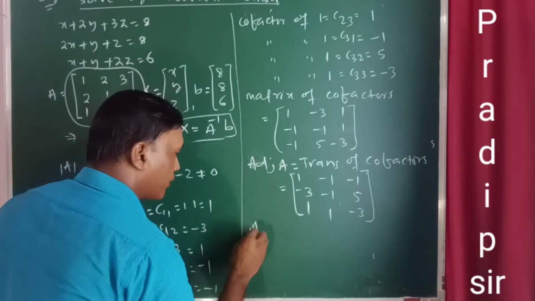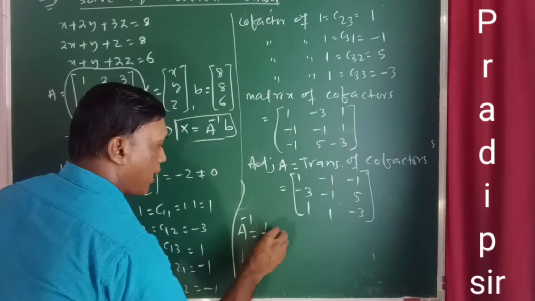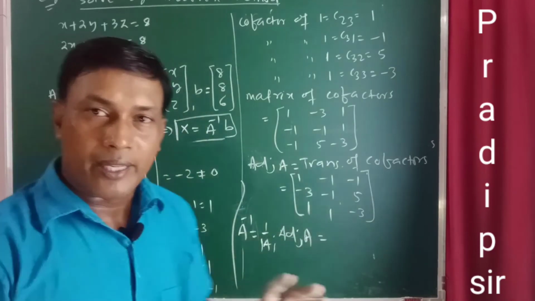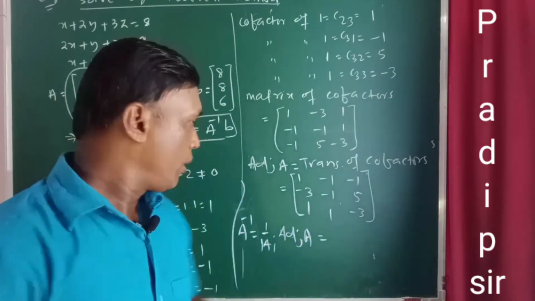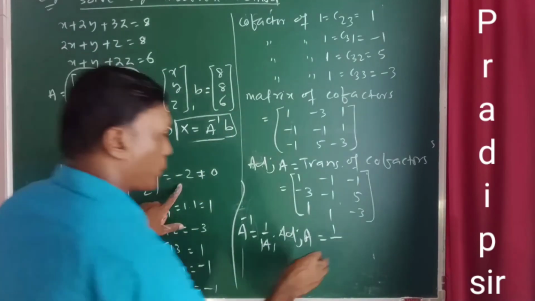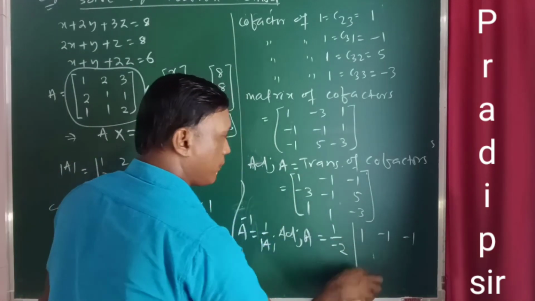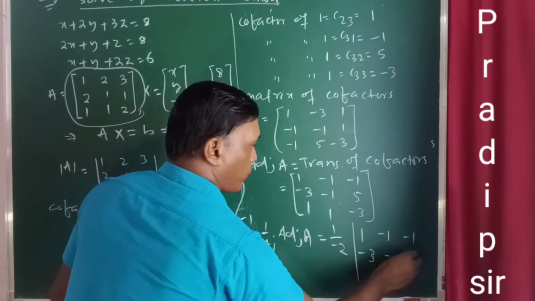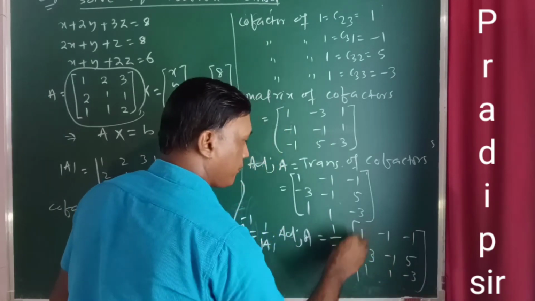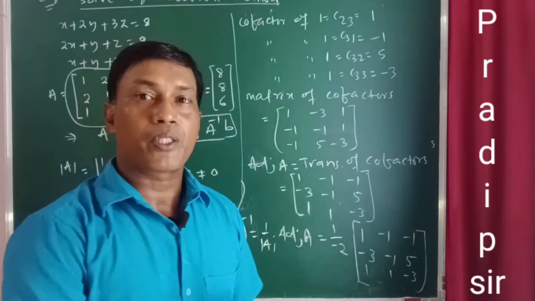Now we have to find A inverse. A inverse is 1 by determinant A into adjoint A. So A inverse is adjoint A by determinant A. 1 by determinant A is -2 into adjoint A, which is here 1 -1 -1, -3 -1 5, 1 1 -3. In this way, you can find the inverse of a matrix.